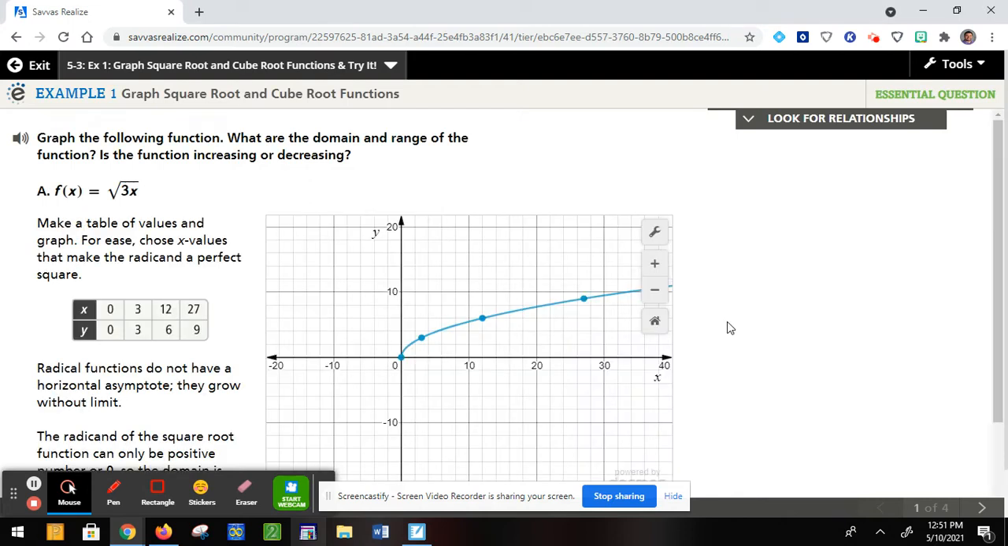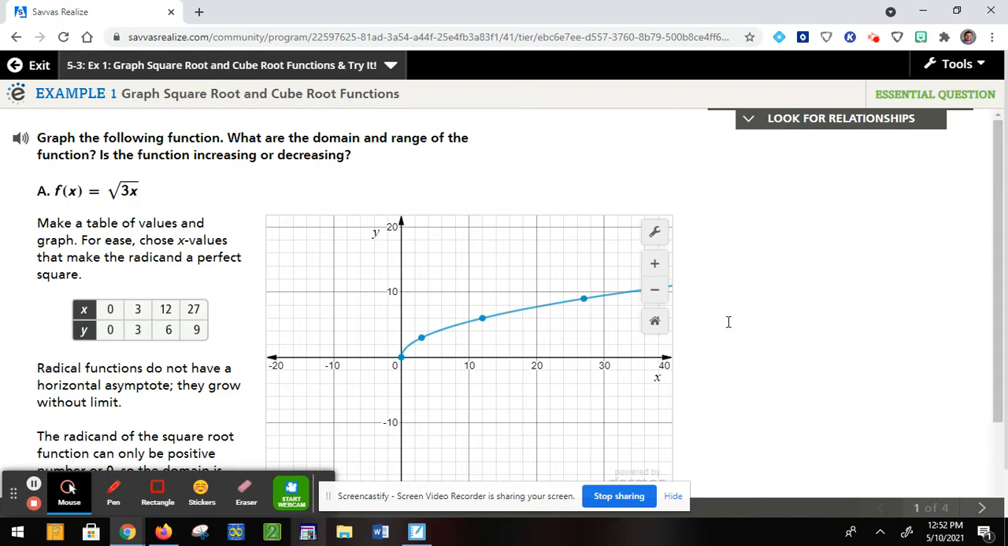Just make a chart to start, right? So we have x values of 0, 3, 12, and 27. And notice how we don't have any x values that are negative because you cannot take the square root of a negative.